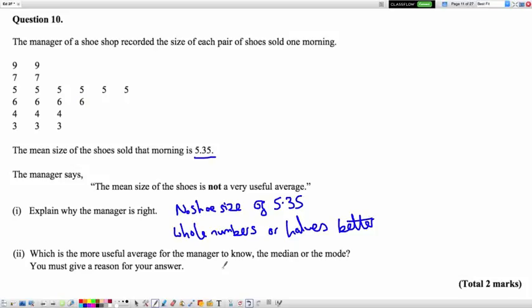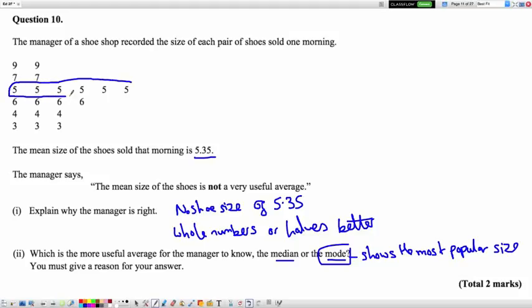Which is the more useful average for the manager to know, the median or the mode? We need to give our reason for the answer. Well, the most useful will be the mode because it shows the most popular size. And looking here at the information, we can see that the most popular size is 5.